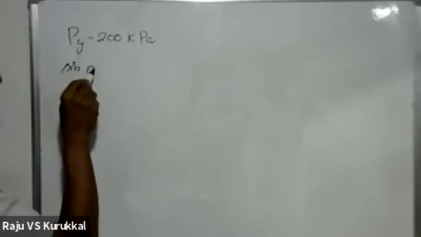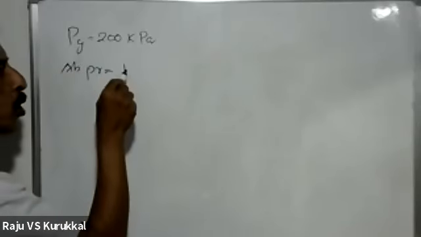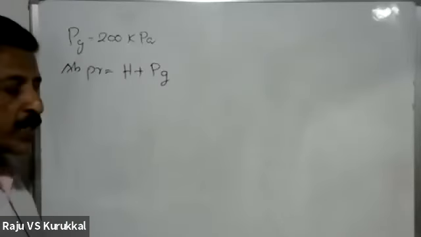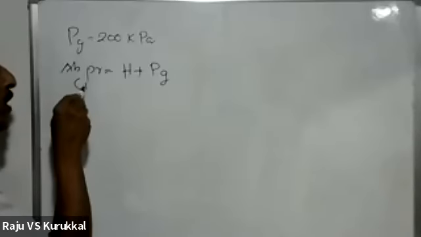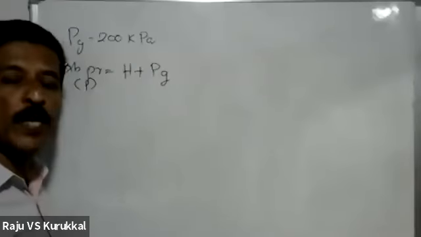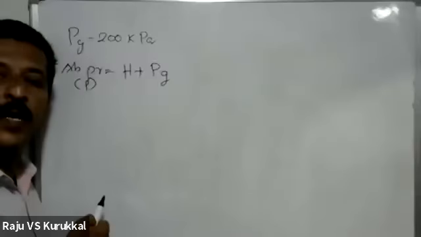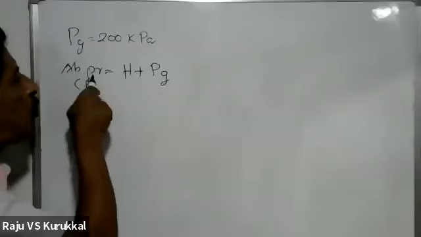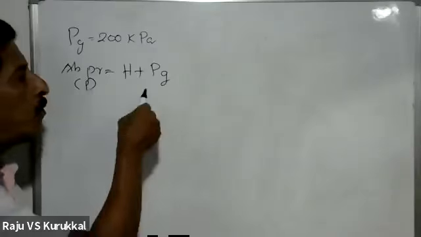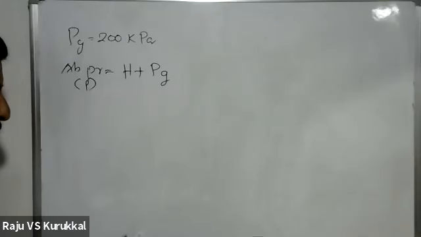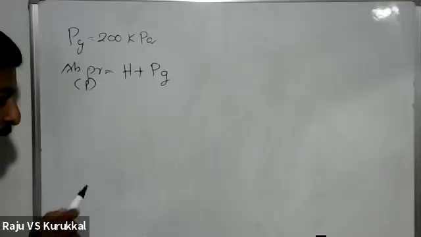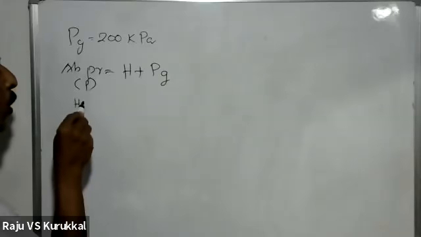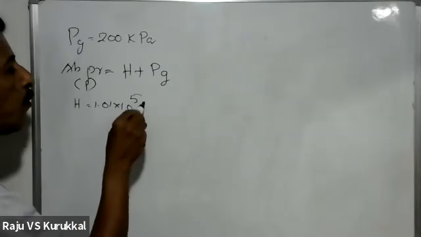Absolute pressure is equal to atmospheric pressure plus gauge pressure. But to get gauge pressure, it is P minus H; P minus H is what is called gauge pressure. So absolute pressure is equal to H plus PG, where PG is the gauge pressure. Then what is the value of H? H is equal to 1.01 into 10 raised to 5 pascal.